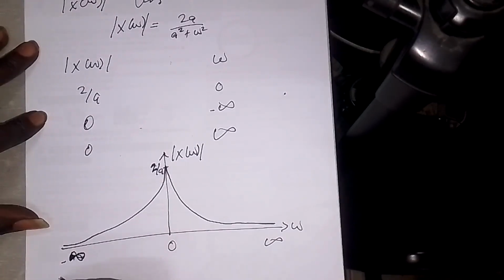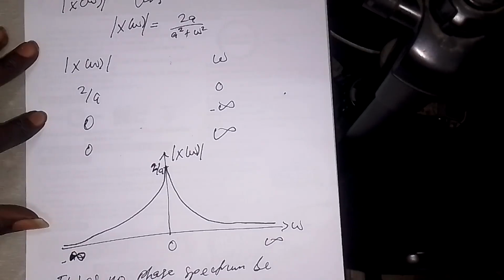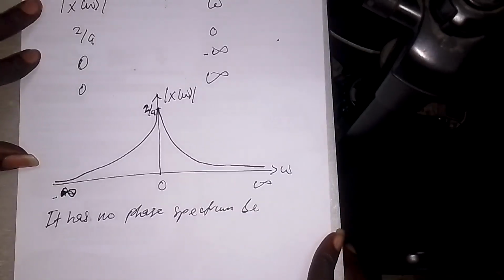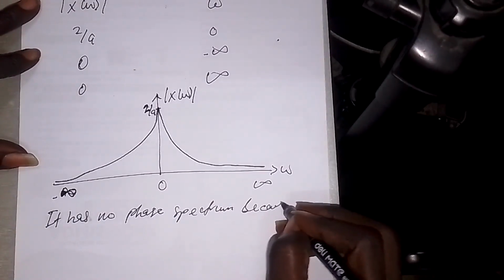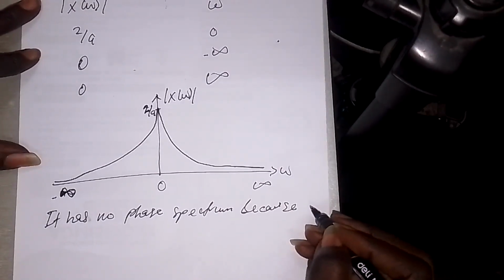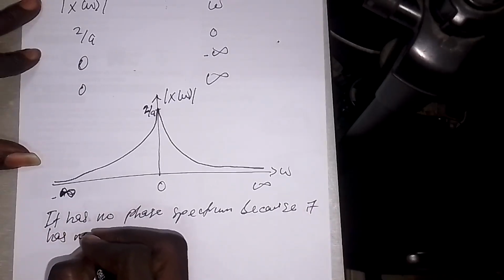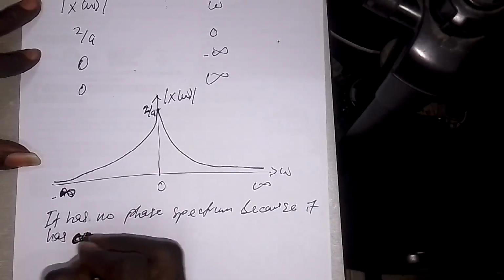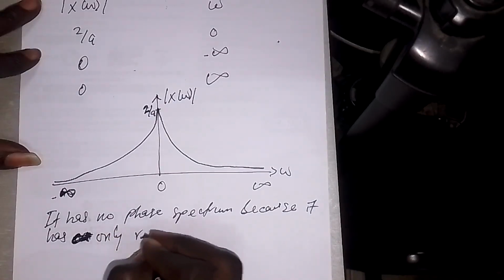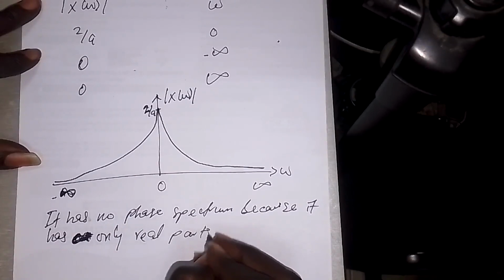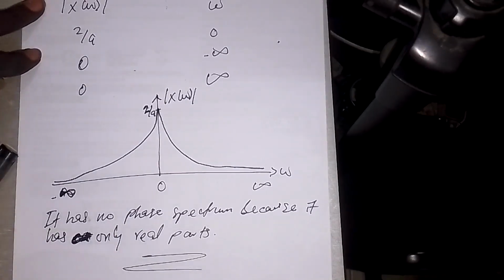This graph has no phase spectrum, because it has only real parts. So that will be the end of this question. See you in the next class. Thank you so much.